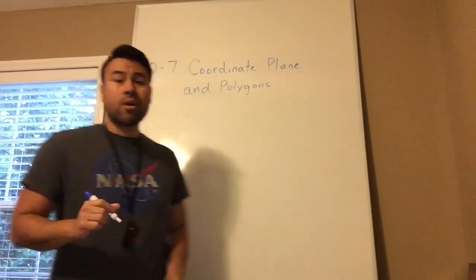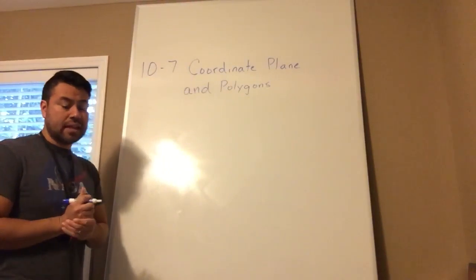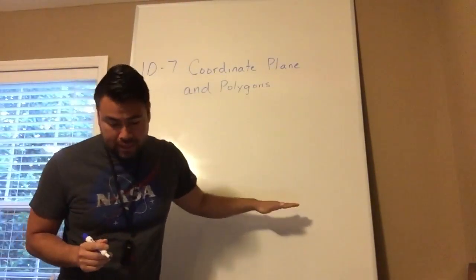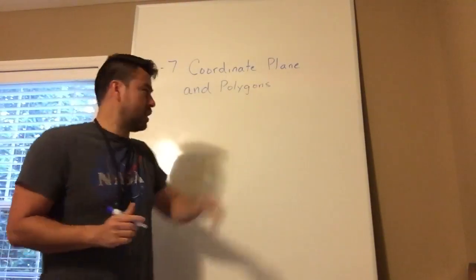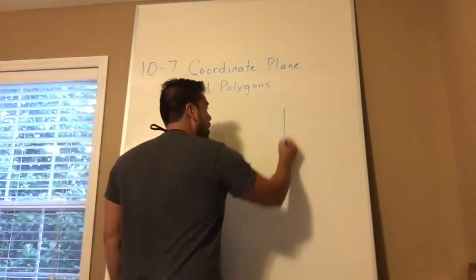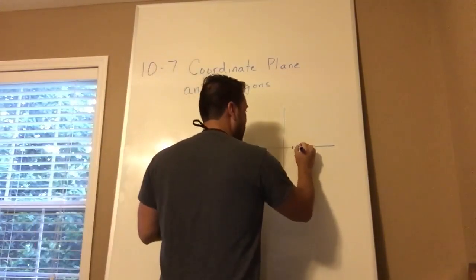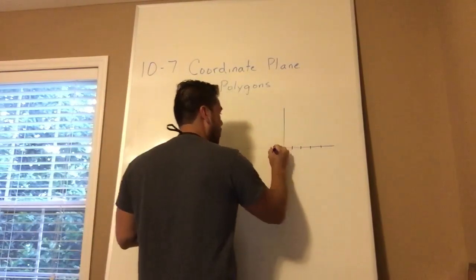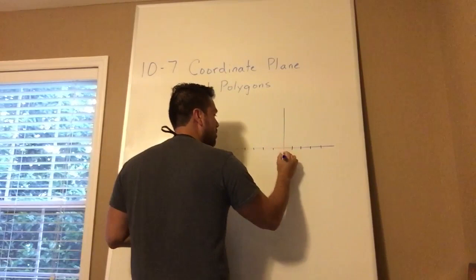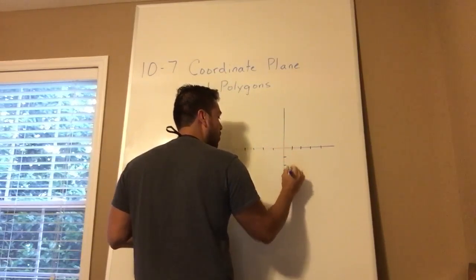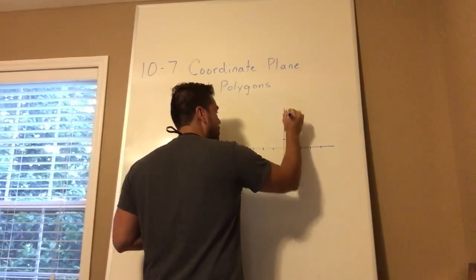Okay, so what I want us to do as we start off this lesson is we're actually going to start off drawing a coordinate plane, and we're going to make it a 4x4 each direction. 1, 2, 3, 4. 1, 2, 3, 4. 1, 2, 3, 4. 1, 2, 3, 4. Okay.